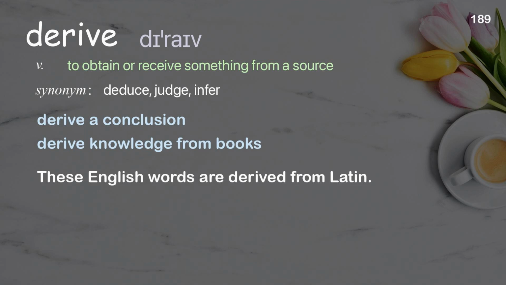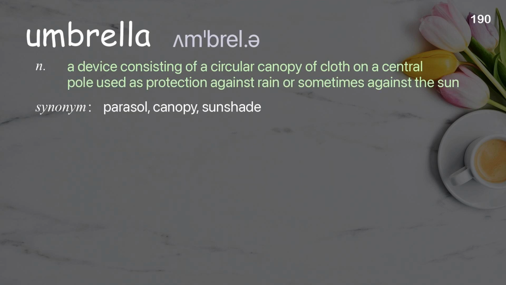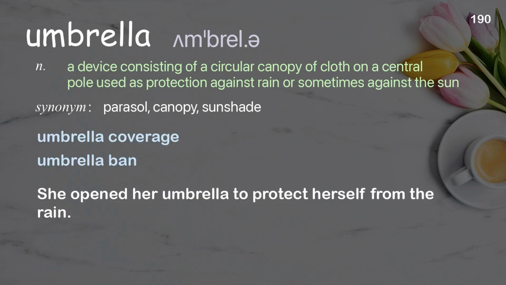Umbrella. A device consisting of a circular canopy of cloth on a central pole used as protection against rain or sometimes against the sun. Examples: umbrella coverage, umbrella ban. She opened her umbrella to protect herself from the rain.